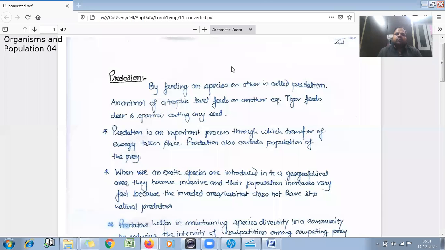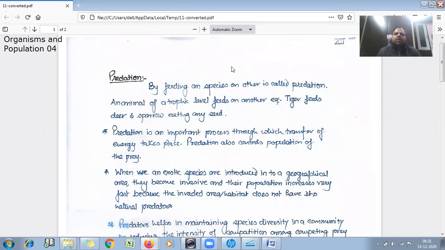Students will talk about predation under the heading population interaction, in the chapter Organisms and Population. So first we will talk about predation. The feeding of one species on another is called predation.